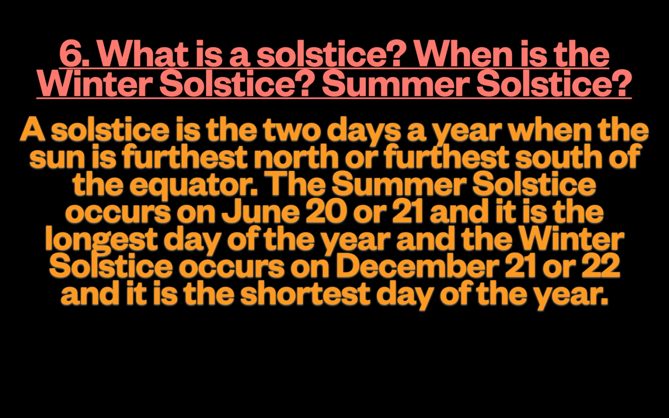The summer solstice occurs on June 20th or June 21st, and it is the longest day of the year. That's when we have the most hours of sunlight. The winter solstice occurs on December 21st or 22nd, and that is the shortest day of the year. That's what we call the winter solstice. Okay? That's the day that we have the longest amount of nighttime.